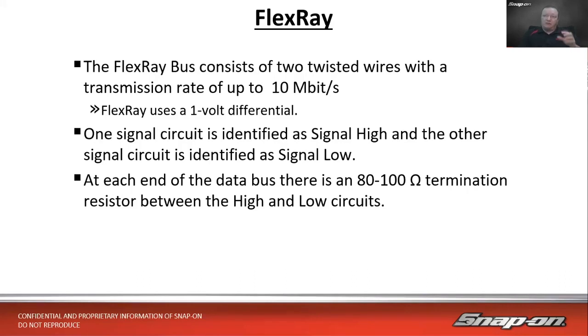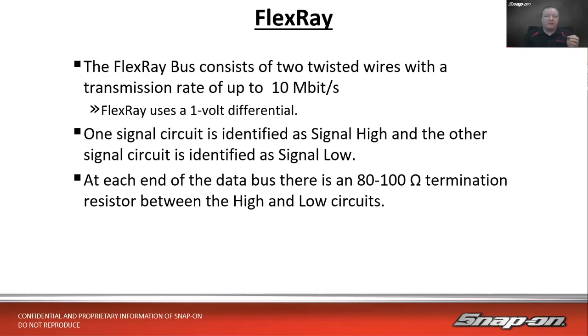Also, the signal uses a 1-volt differential, around 1 volt between your top and your bottom. So it's much less of a distance to travel, which gives you that increased speed as well. One signal circuit is signal high. The other signal circuit is identified as signal low. Boy, that sounds an awful lot like CAN, right?